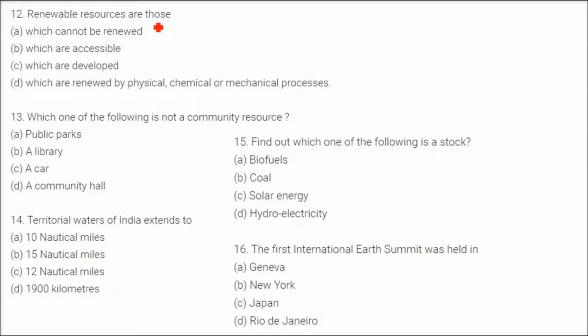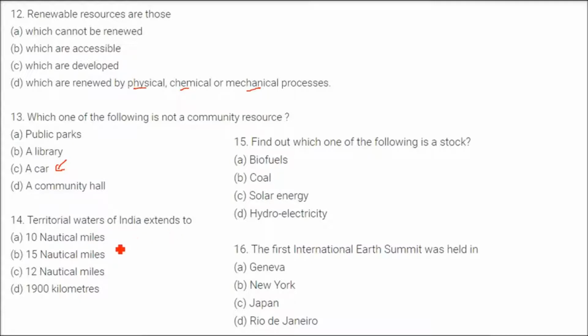Renewable resources are those which are renewed by physical, chemical and mechanical processes. Which one of the following is not a community resource? The answer is a car. Car can be yours. You buy it, you register it. So everyone has access to public parks, library, community hall, but not to your car.